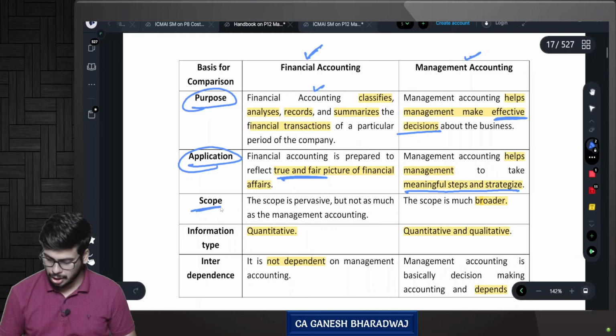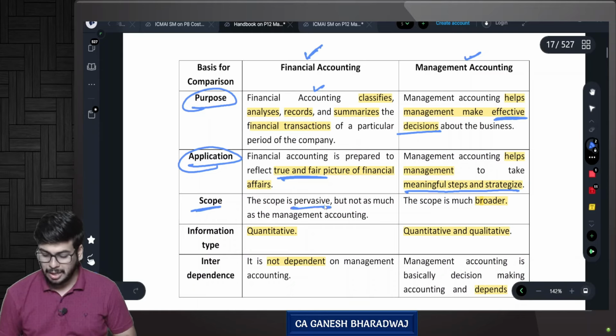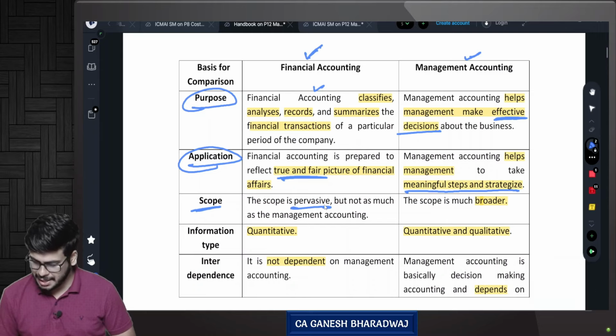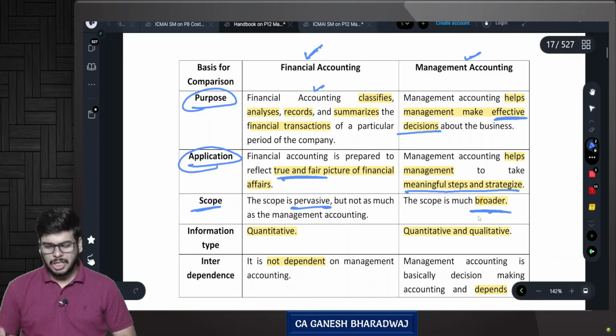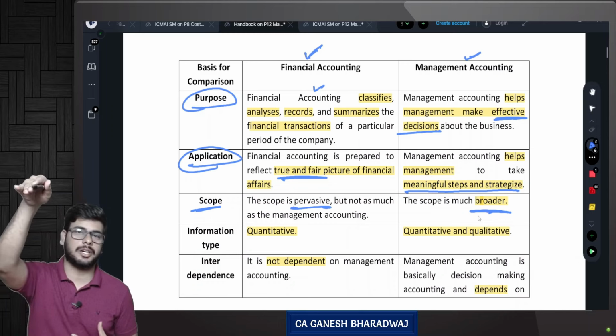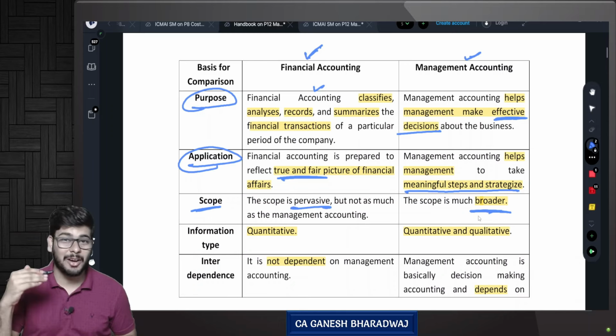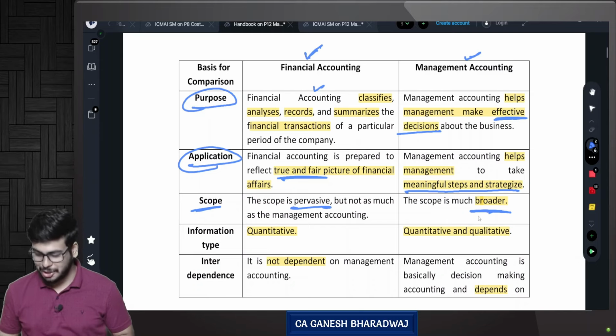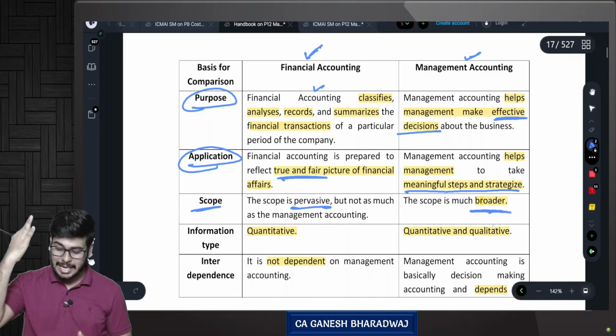Scope of financial accounting: it is pervasive, but not as pervasive as management accounting. If you see here, in management accounting the scope is broader. So financial accounting itself is broad, but management accounting is even broader. Clear? It is like saying, if you are bad, I am your dad. There is one movie dialogue, something similar to that. Your management accounting is even broader.